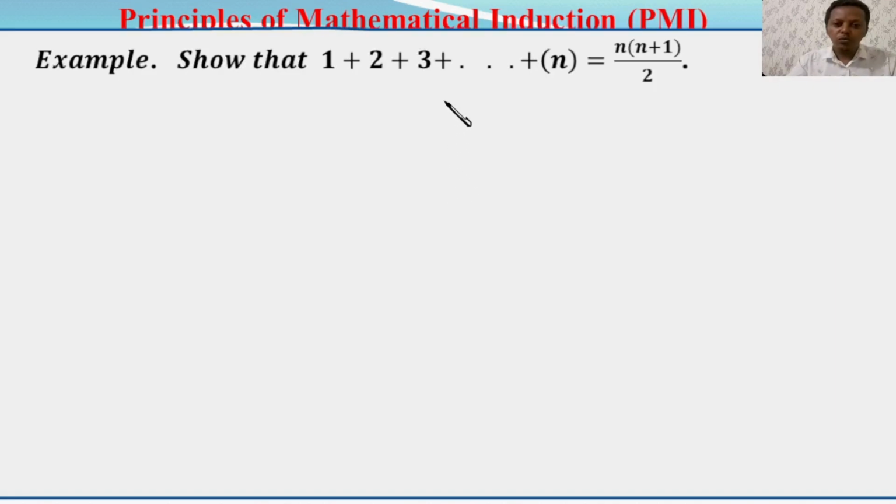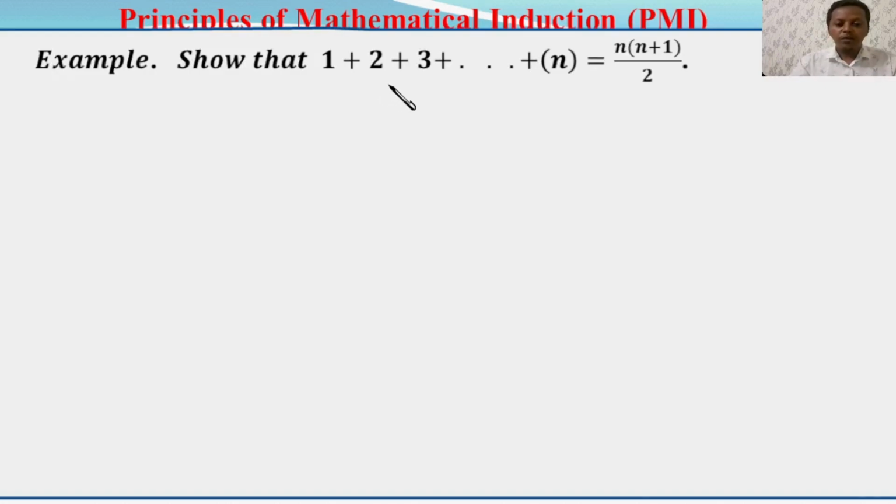When n is 2, the sum of 1 and 2, which is what? 3. So when n is 2, 2 times (2 plus 1), 2 times 3 over 2, which is what? 3. So it is true for what? n equals 2.